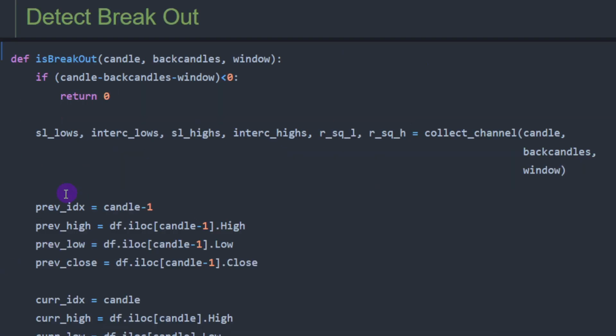Now we can try to detect the breakout of the channel. So I'm defining a new function called isBreakout. It's going to test a current candle using the back candles and window parameters again. If the candle minus back candles minus window is below 0, we're returning 0. It's an edge case. Otherwise, we're calling the collect channel function using those 3 parameters. So we need the return values of the collect channel: the slopes and the intercepts of the upper segment and the lower segment, also the R values in case needed later on.